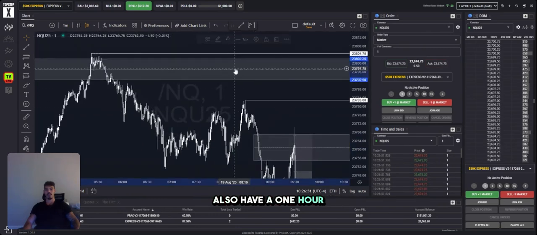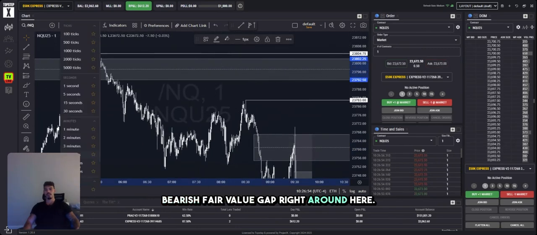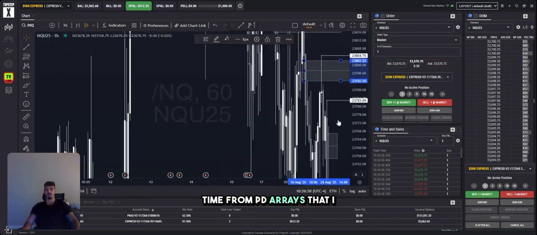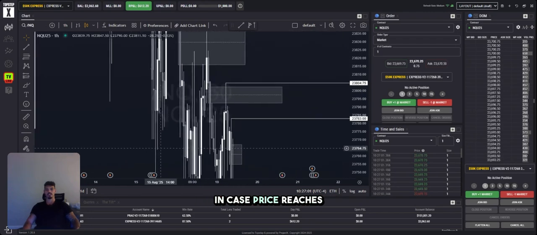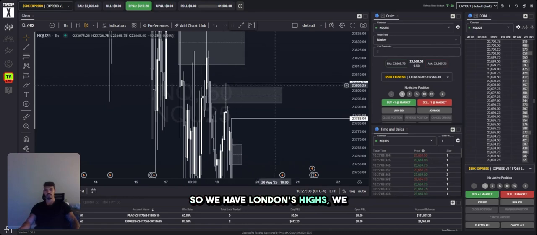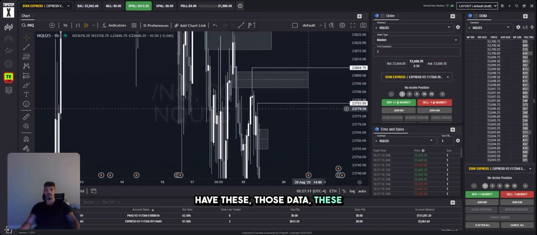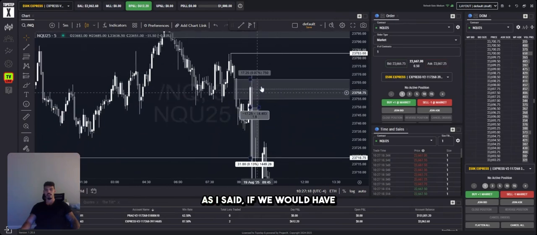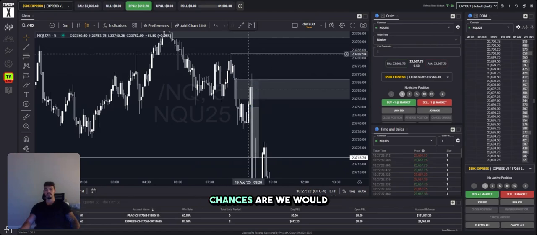We also have a 1 hour bearish fair value gap right around here. If you guys see on my chart a lot of fair value gaps, they're simply high time frame PD arrays that I want to use as confluence in case price reaches them. That way I know what to expect, and I want to see a reaction from them, right? So we have London's highs, we have these data highs from here, and that 5 minute right around here. Okay. As I said, if we would have gotten an inversion from this bearish PD array, chances are we would have attacked these highs, but we were so bearish, price did not do that.